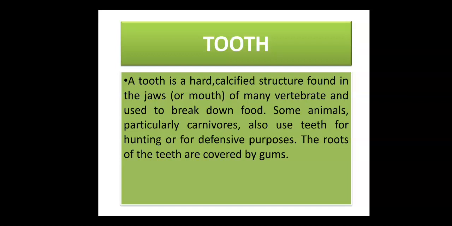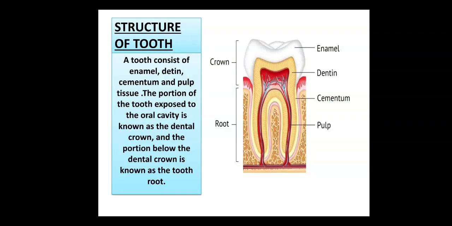Now we have to see the structure of a tooth. Just see the next slide here, the structure of a tooth, as you have the diagram here. We can divide the tooth into two parts, that is crown and root. The exposed part in our mouth is known as the crown, and the part present under the gums, in the jaws, is the root of the tooth.